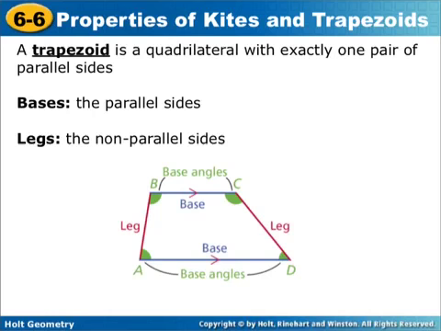And then the base angles. Okay, the base angles are the angles that are on the bases. So this is considered one pair of base angles because they share the same base. Here's your base angles for that base. Then this base also has base angles. That's going to be important when we talk about what's called an isosceles trapezoid.